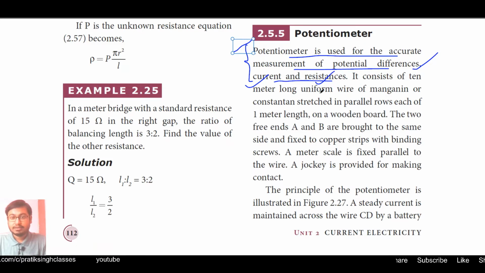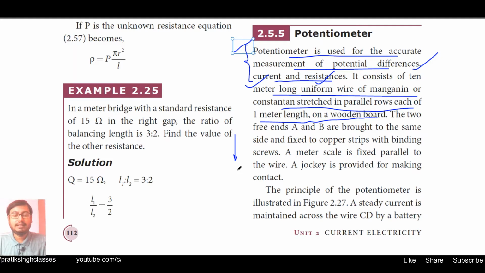It consists of a 10 meter long uniform wire of manganin or constantan, stretched in parallel rows, each of 1 meter length, on a wooden board. So we will see the picture given below. We take a manganin or constantan wire whose length is 10 meters, equally divided into 10 parts of 1 meter each, stretched and attached with each other. The two free ends A and B are brought to the same side and fixed to copper strips with binding screws.